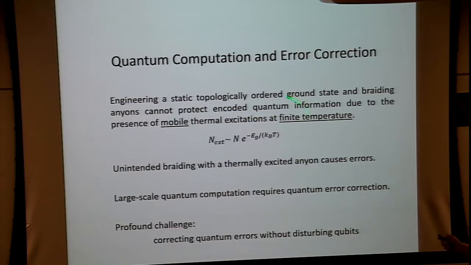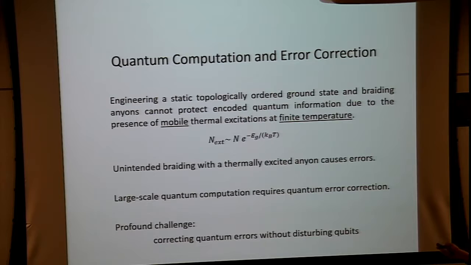For example, if we take a topological order system with abelian or non-abelian anyon excitations, and we use braiding as a unitary evolution, the question is, can this be a good platform for quantum computation? There are some serious issues due to the presence of mobile excitations at finite temperature.